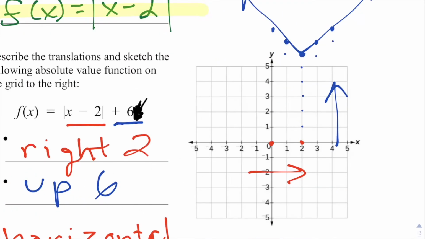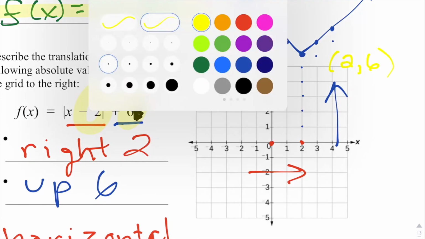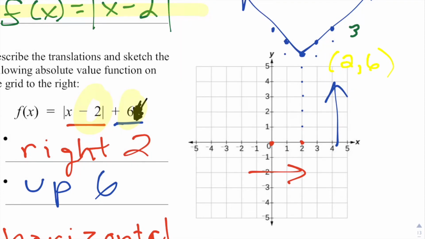So here's the really cool part, is that if you see the 2 and the 6 in the equation, well, our vertex right here is at the value 2, 6. And then our 5 key points are then at 3, 7, and 4, 8, and 1, 7, and 0, 8.